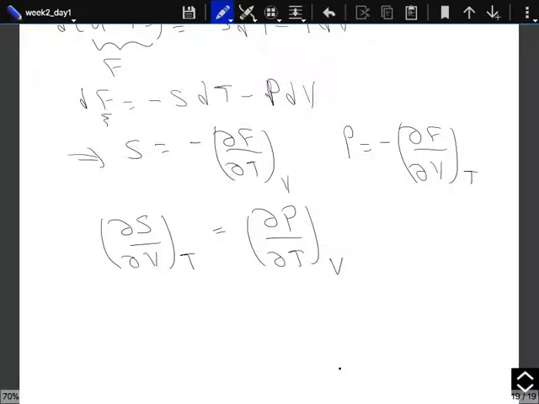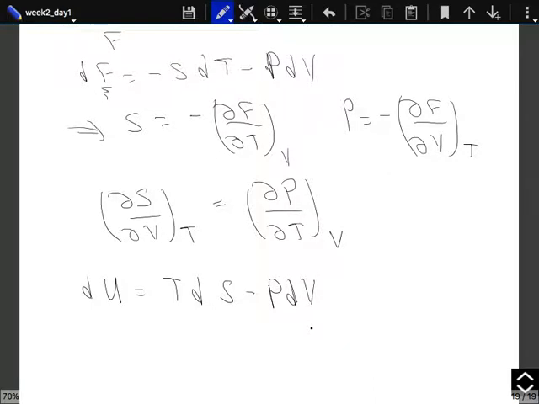Well, let's just do one application of this relation. We know that dU for whatever system you can imagine is always given by this expression. Now let's look at how the internal energy depends on, let's say, volume.